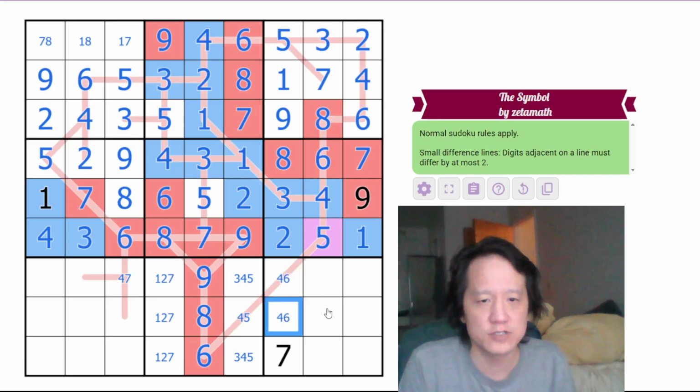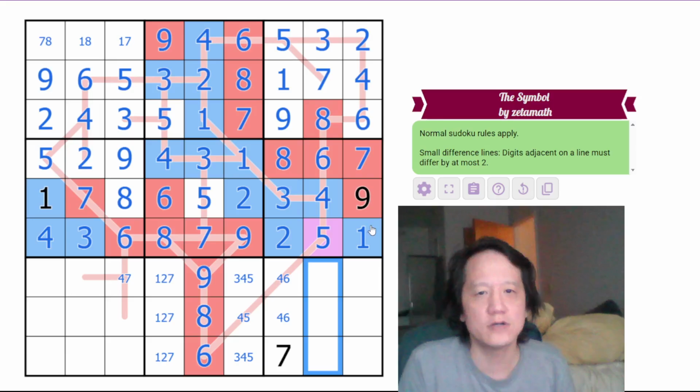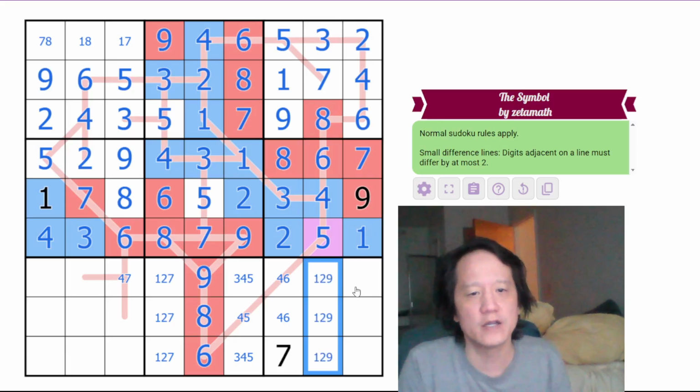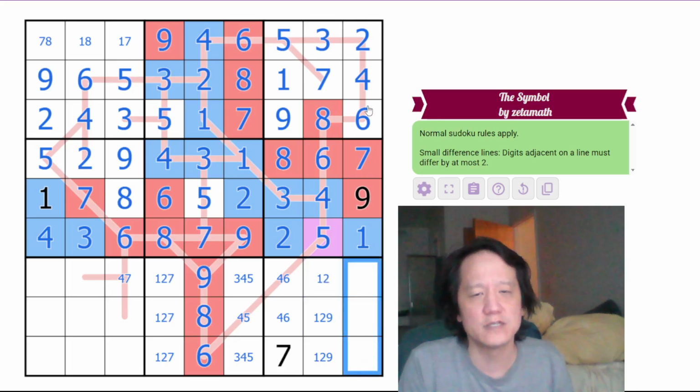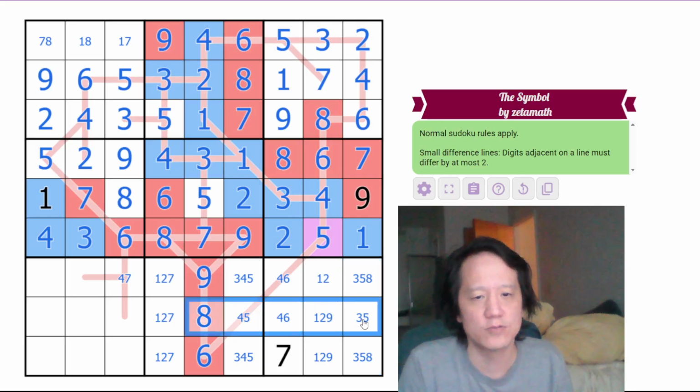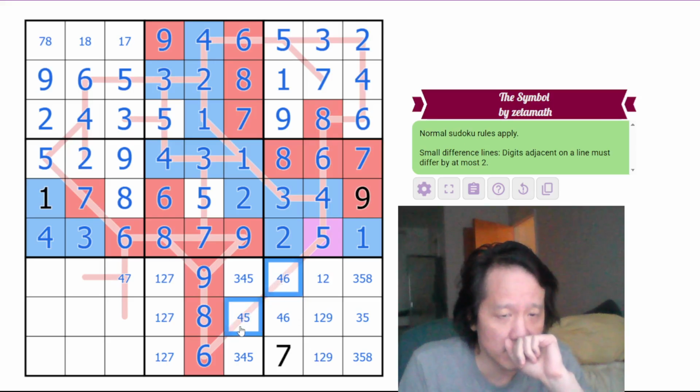We have a 4, 6 pair here, which either of those can be in column 7. Remaining digits in column 8 are 1, 2, and 9. This can't be 9 because of the 9 in the row. Remaining digits in column 9 are 3, 5, 8. This can't be 8 because of the 8 in the row. So either of these work right now.